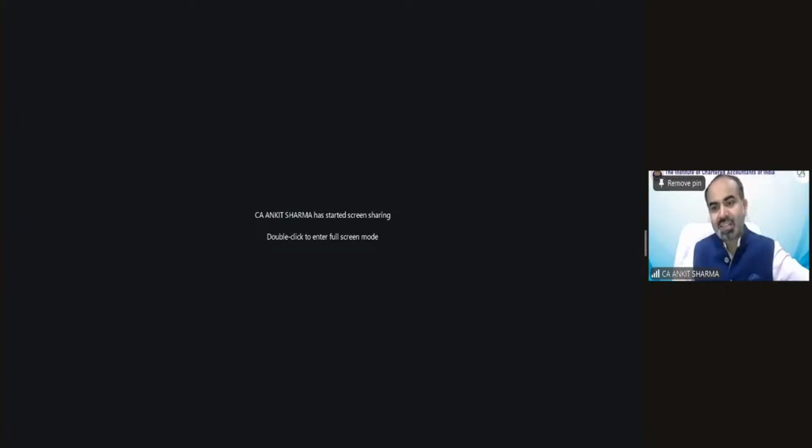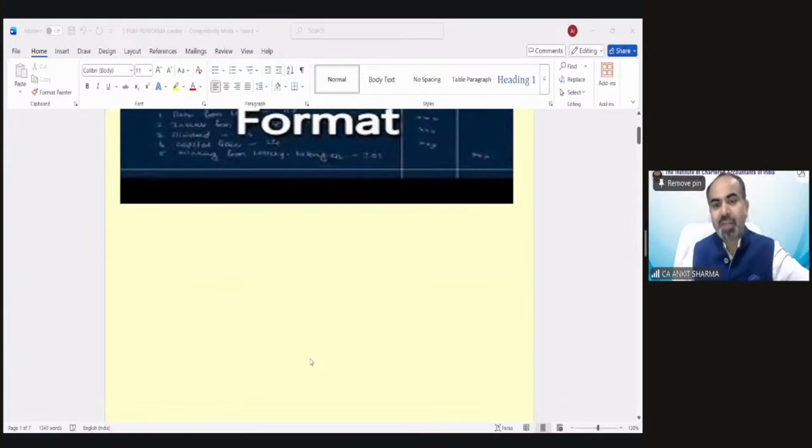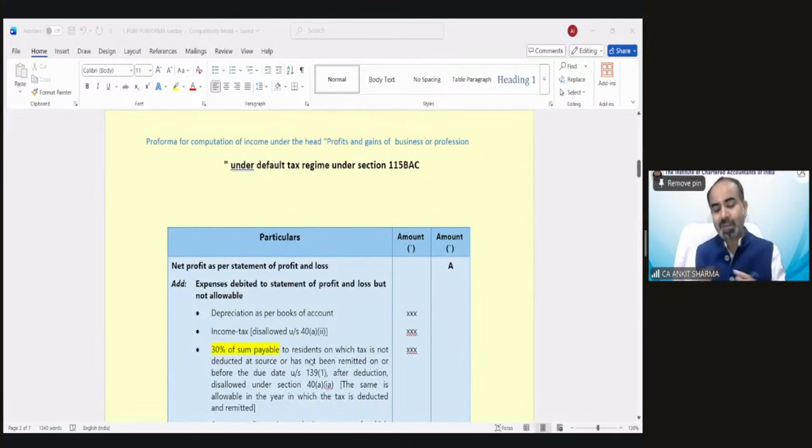So moving on to the thing which we are going to discuss firstly, and that is the basic proforma of PGBP, the format we have to follow. In this format, we will discuss those deductions that are not allowed.